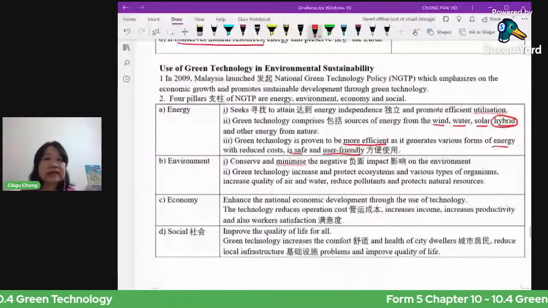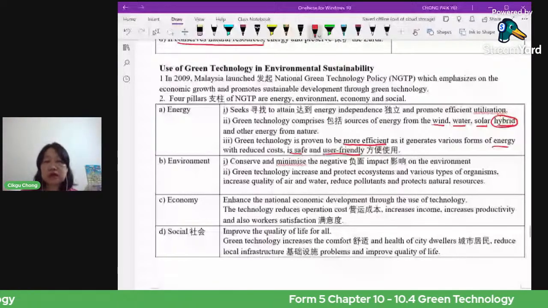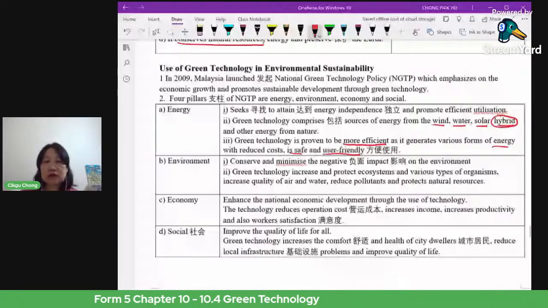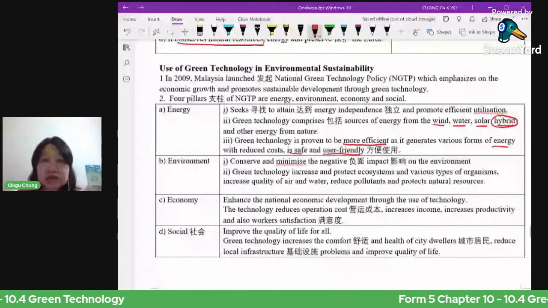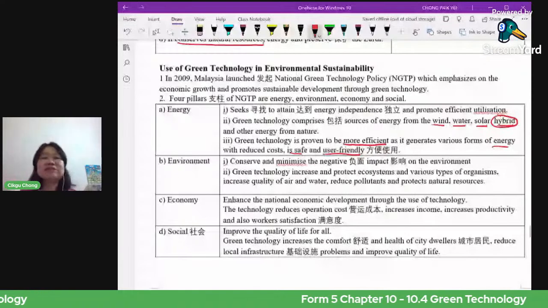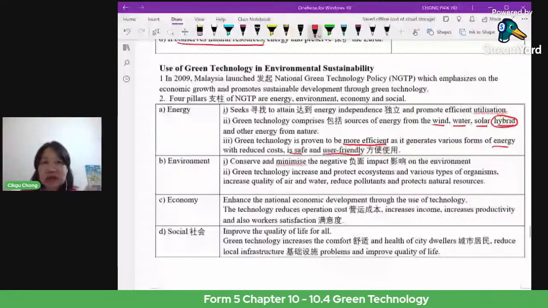Okay, one example is green building, right? Green building is actually a part of green technology. Green building means it's a building. It's not because it's green color. It doesn't mean when you paint your building green, it becomes a green building. No, green building is a concept.